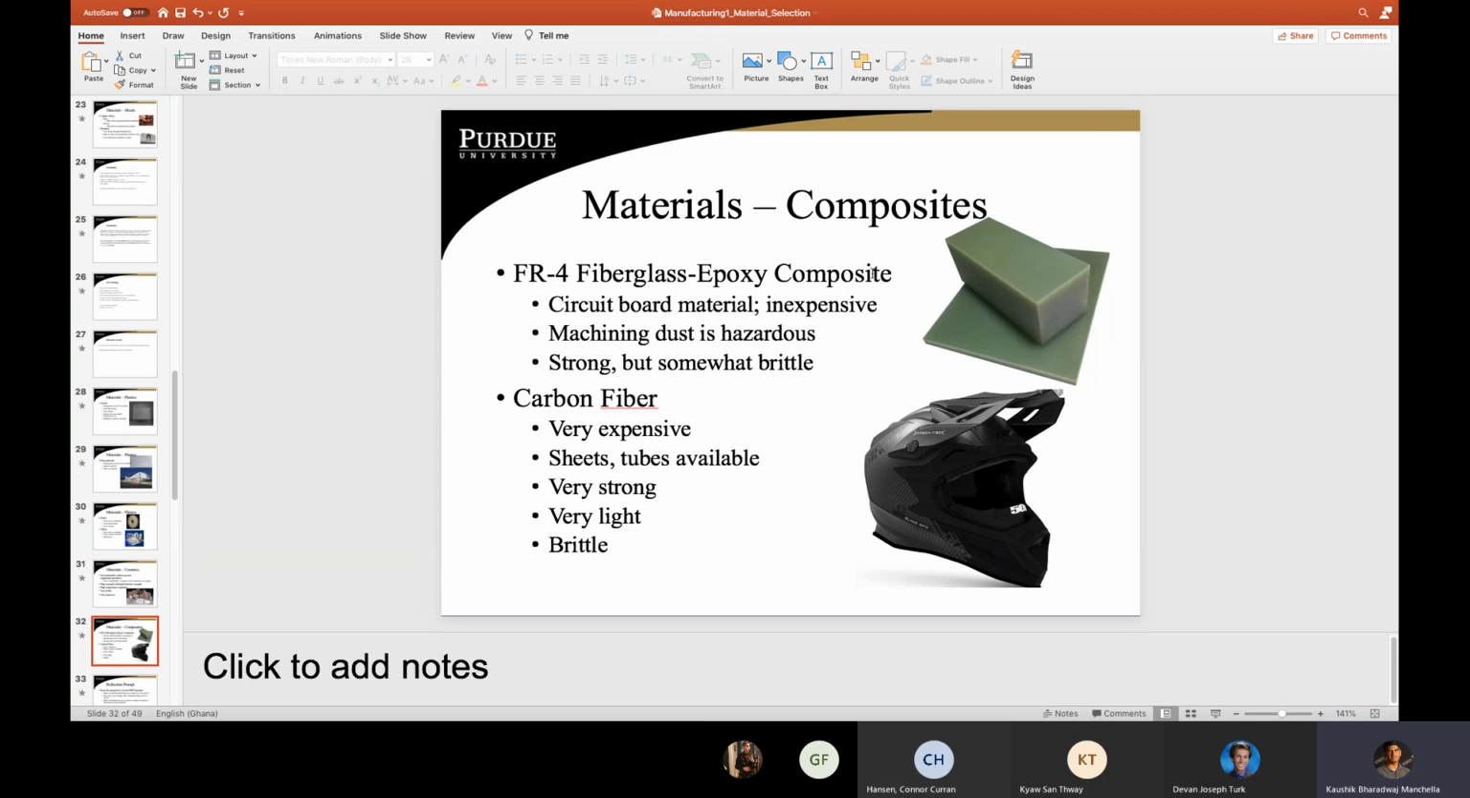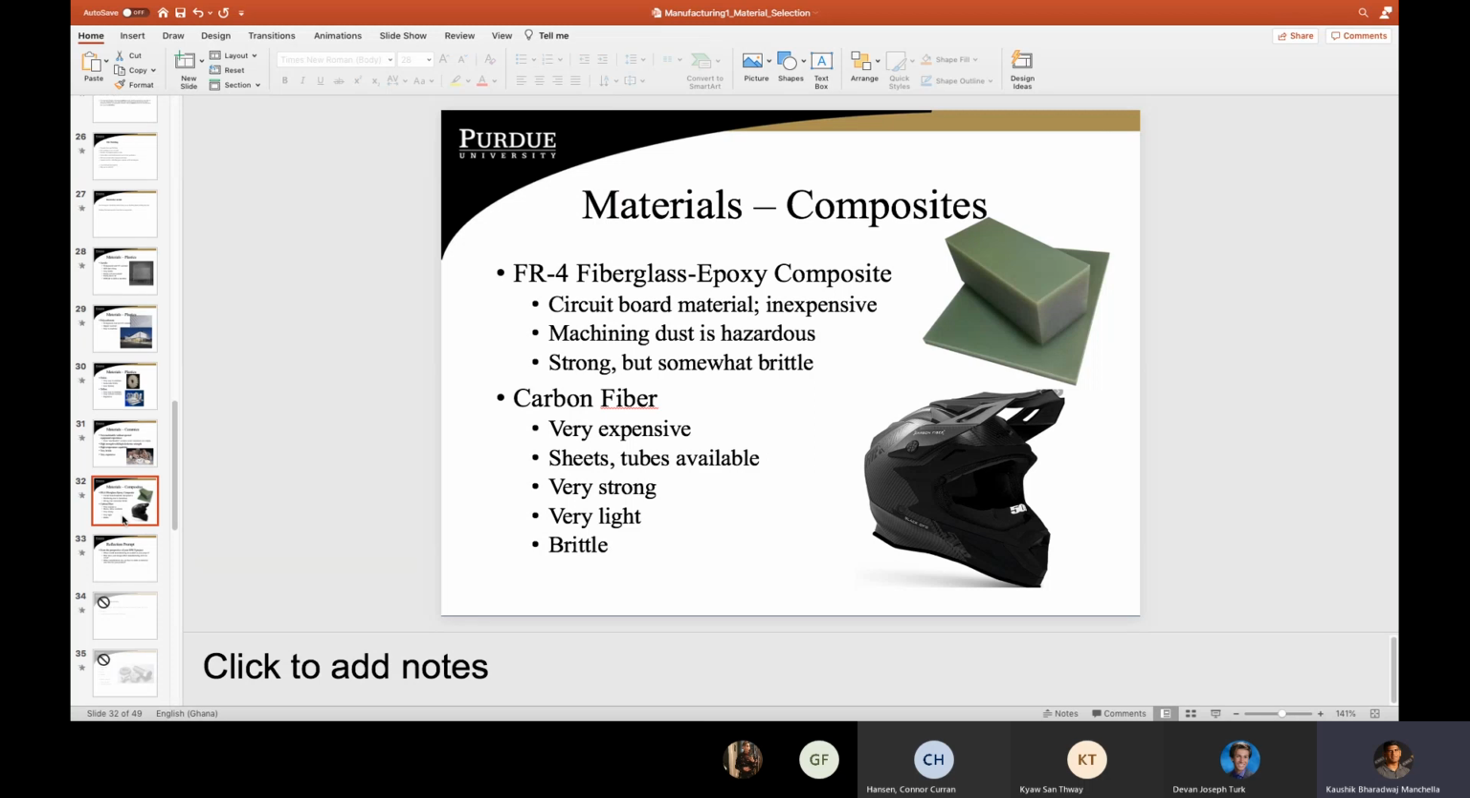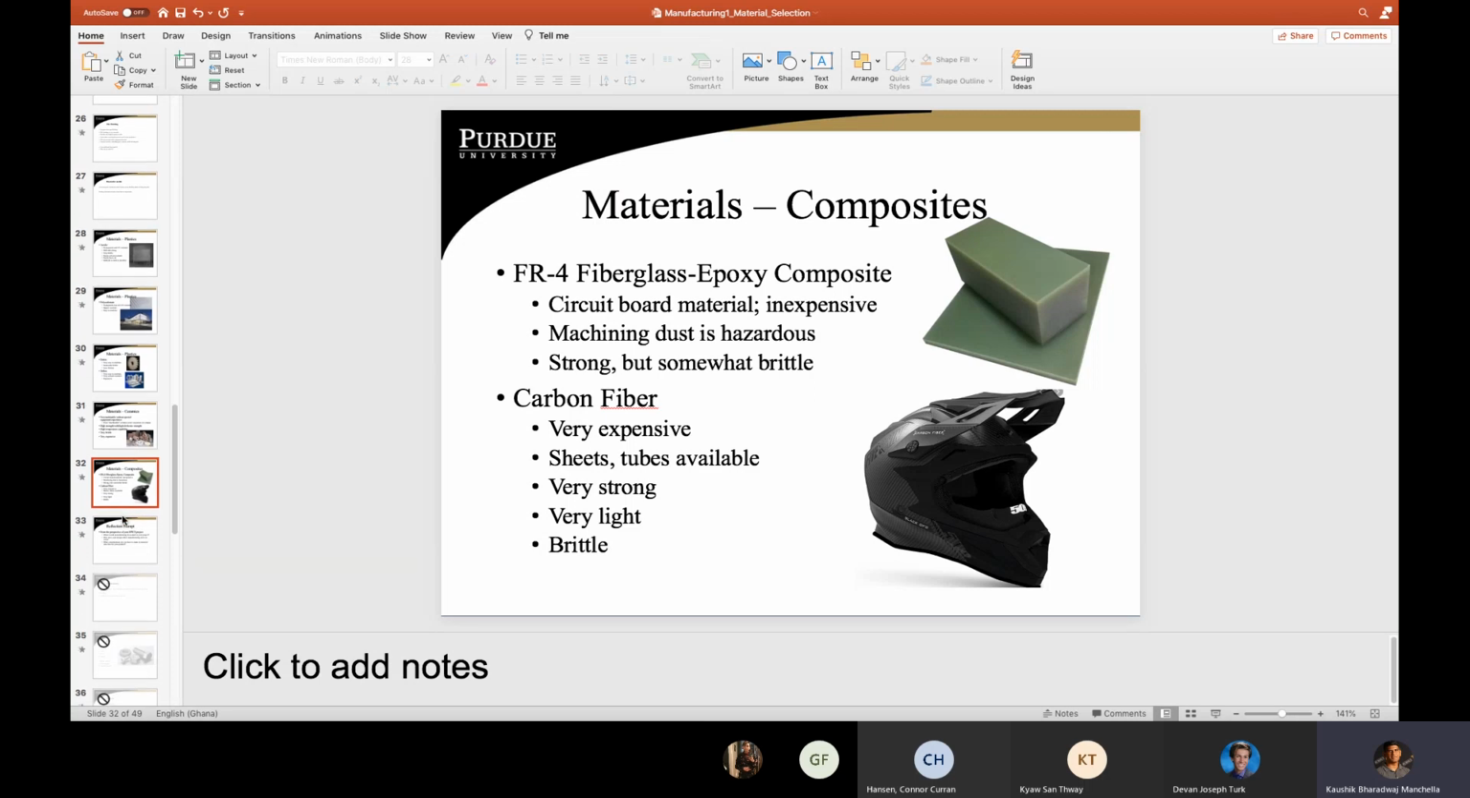Carbon fiber is used generally when you need something very strong but also very light. An example of something made of carbon fiber is helmets for motorcycles. You also have a lot of the dashboard within your car that is made of carbon fiber. As far as machining carbon fiber, you can order it in sheets or tubes, and those can always be cut.